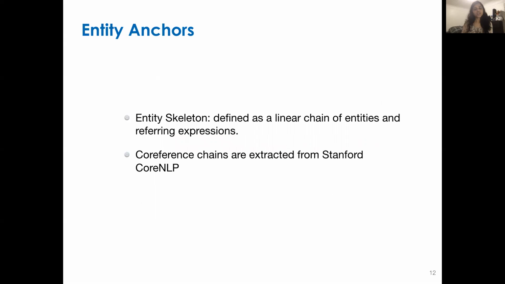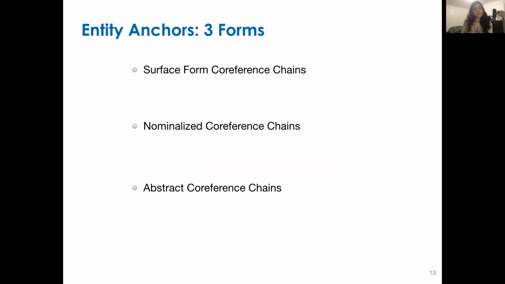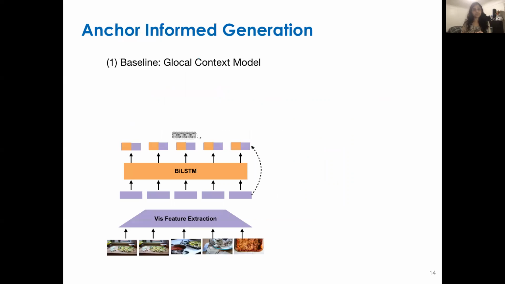The first step is to extract the entity anchors. Here, we call it the entity skeleton. This is defined as a linear chain of entities and their corresponding referring expressions. Stanford CoreNLP is used to extract these co-reference chains. We work with 3 forms of entity anchors. One, the surface form co-reference chains. The second are nominalized representations, and the third are abstract properties.